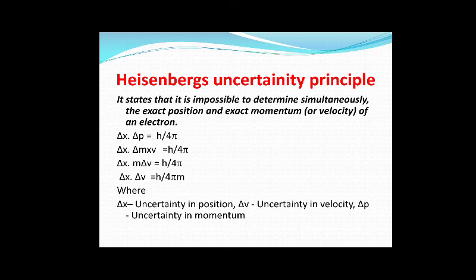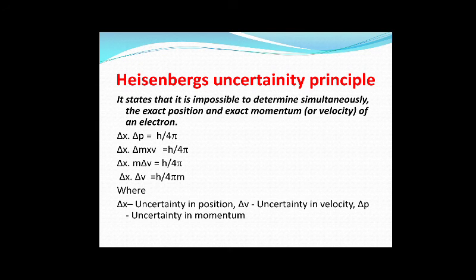If you want to find the velocity of that electron, then at the same time you cannot measure the momentum of that electron. That is only the Heisenberg uncertainty principle. Means if you want to find velocity, then momentum cannot be found. If you want to find out momentum, at the same time you cannot find the position of the fast moving electron. So this is only the Heisenberg uncertainty principle.